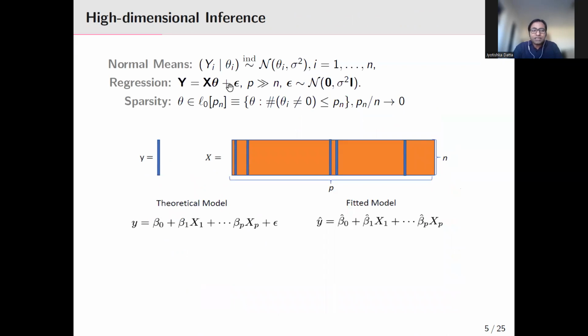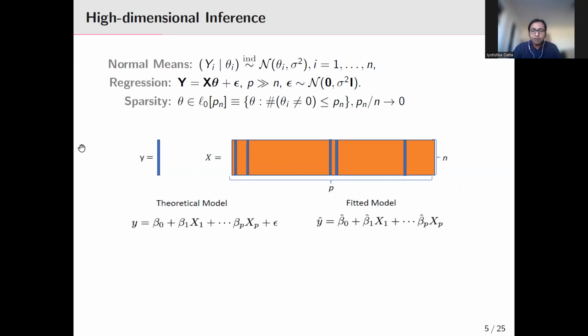Now, the canonical problems in high dimensional inference have been either the normal means, where you have a long vector of parameters theta, or the simple high dimensional regression problem, where you have more covariates than observations. And to learn in this regime, you have to put some structure on theta. For example, you can assume that theta belongs to an L0 ball of size p_n, where p_n would be small o of n. So the proportional sparsity should go to 0.